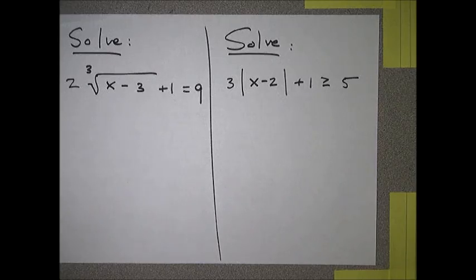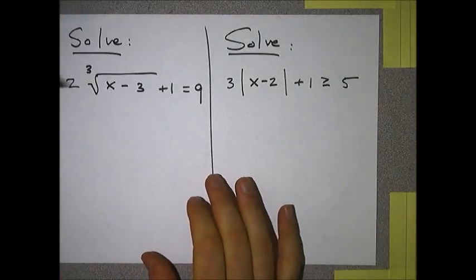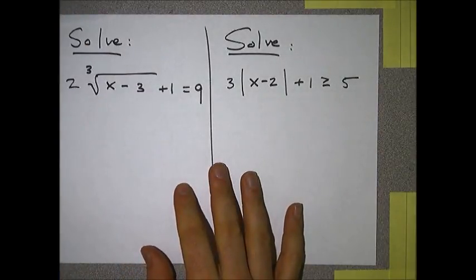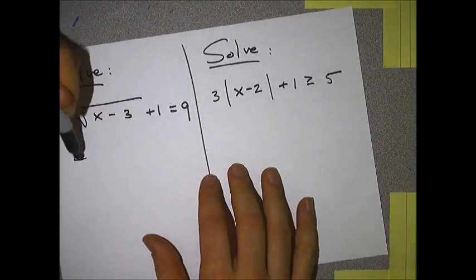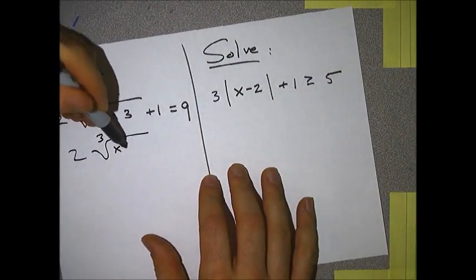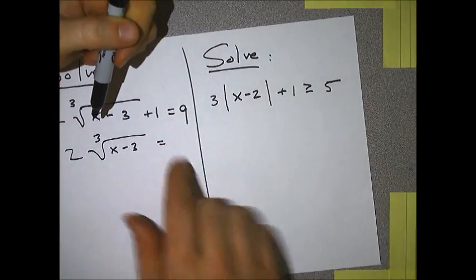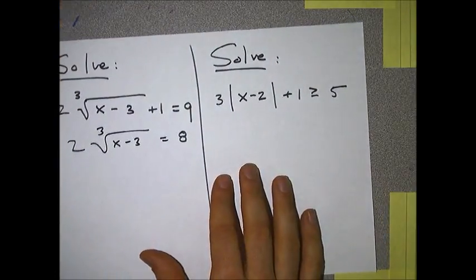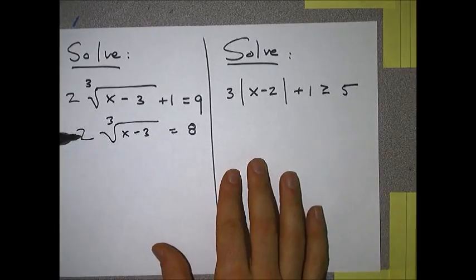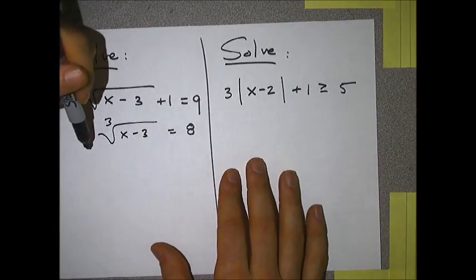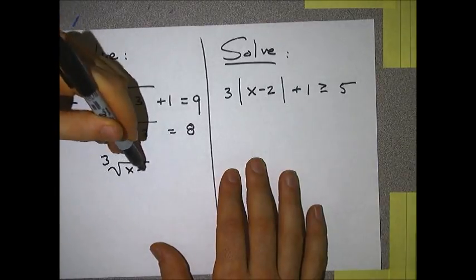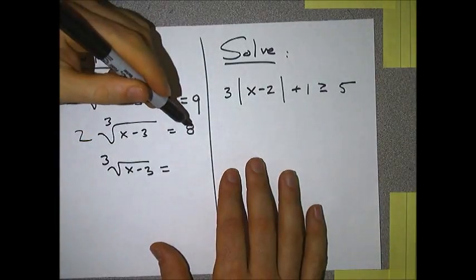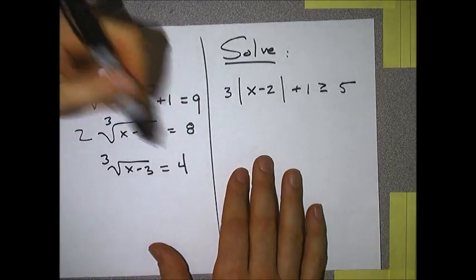First one on the left, we have a radical. We're trying to solve for x, so we need to get rid of everything that is around it. So the first step is I want to subtract 1 from both sides. If I subtract 1 from the left and 1 from the right, that would leave me 2 cube root of x minus 3. And I subtracted 1 from both sides, so now I have 8. We don't want to forget about the 2 out front. It's being multiplied, so to undo that I should divide by 2. So now I have the cube root of x minus 3. And I just divided by 2, so 8 divided by 2 is 4.